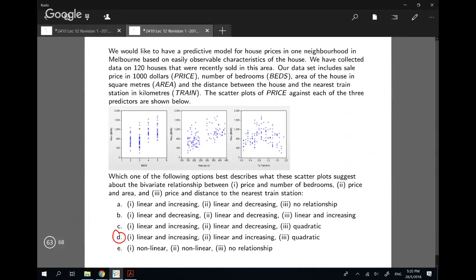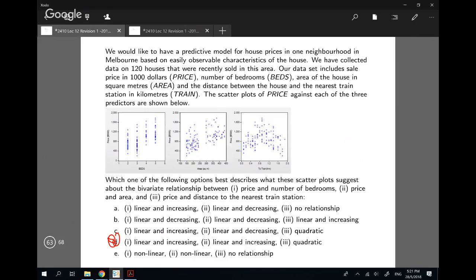Which one of the following options best describes what this scatter plot suggests about the bivariate relationship? Bivariate, two variables, as opposed to univariate or multivariate. Price and number of bedrooms: it's this one. You see it's linear and increasing. Price and area: linear and increasing. And price and distance to the nearest train station: quadratic. Do you agree? Does that make sense? I think so too. So 1, 2, 3: increasing and quadratic.